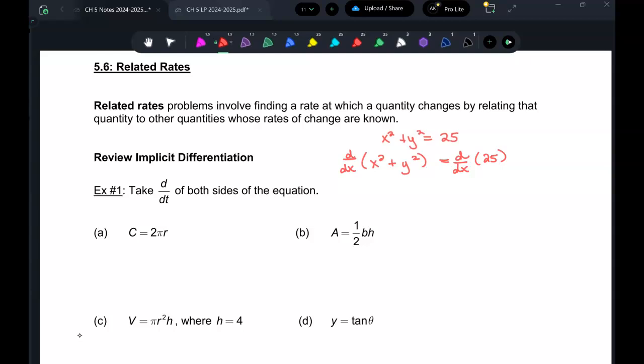Do you remember these? Yeah. So quick review. If we do d dx of x squared, that would just be 2x. But when we come across y squared, that would be 2y dy dx. And then a constant would still just be 0, right?